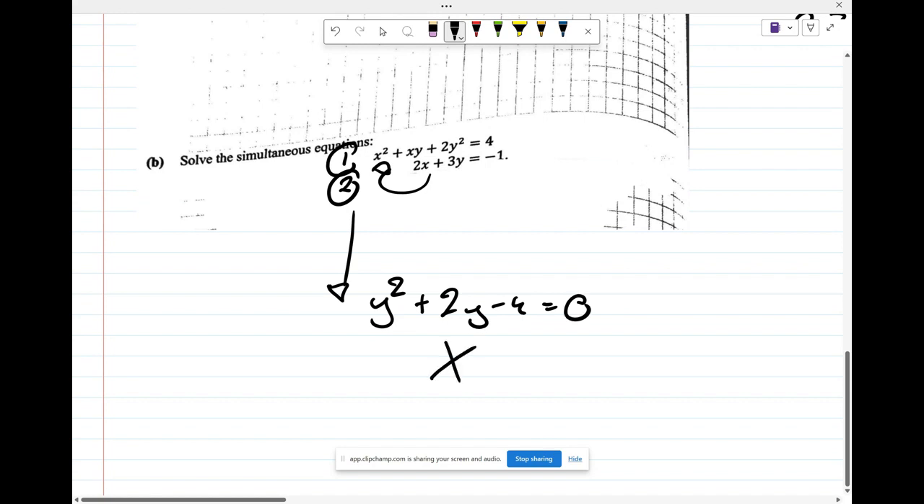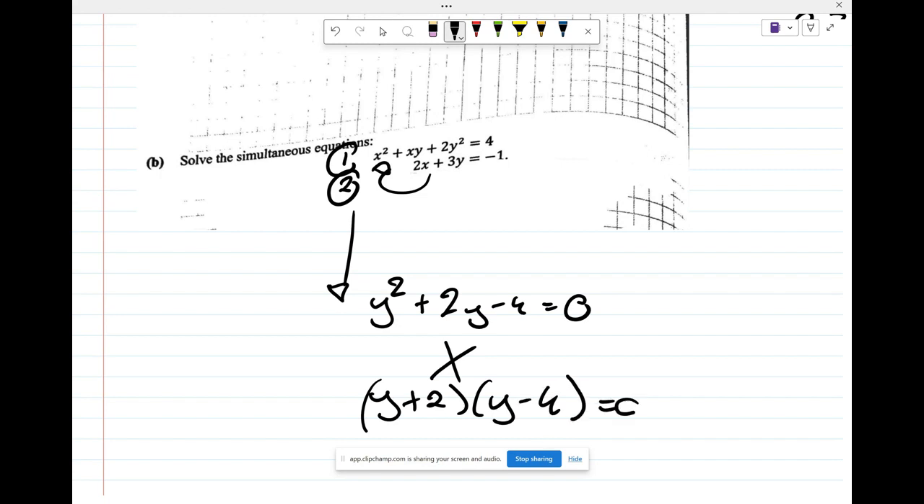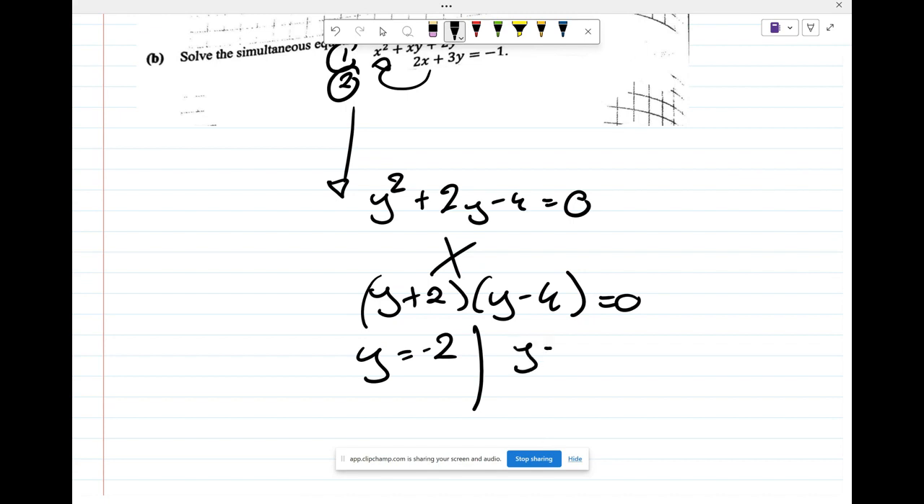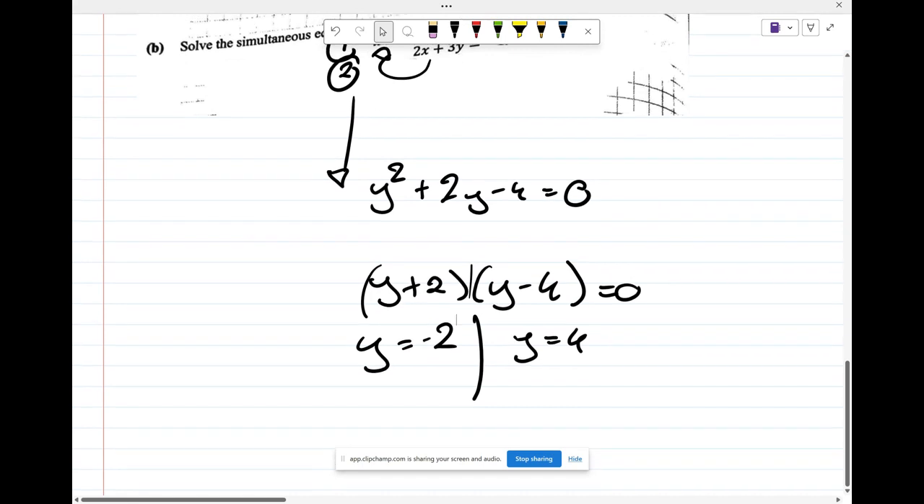Going to factorize, find our two factors for y, so it's y plus 2 and y minus 4. That's equal to 0. Turn these into roots by letting them equal to 0. So we're going to say y is equal to minus 2 and y is equal to 4. This is because if both of them multiply together equal 0, then at least one of them has to be equal to 0. So we can let both of them equal 0 and find out the values.